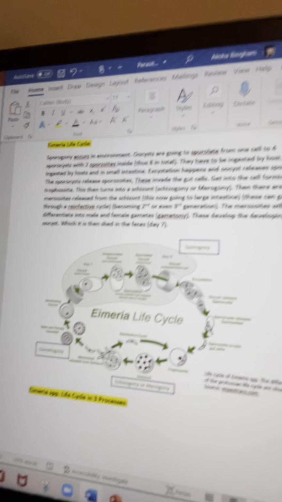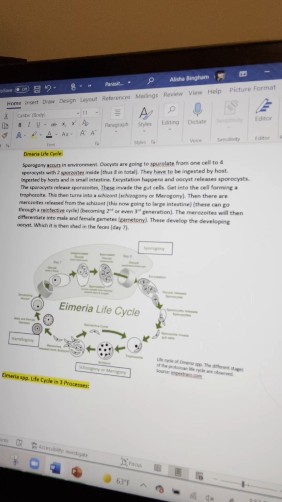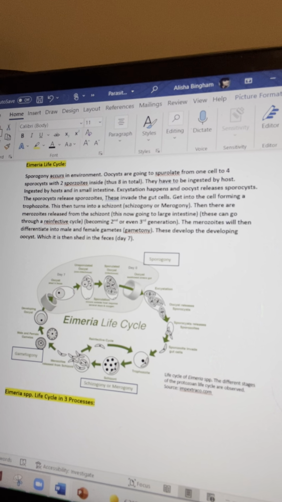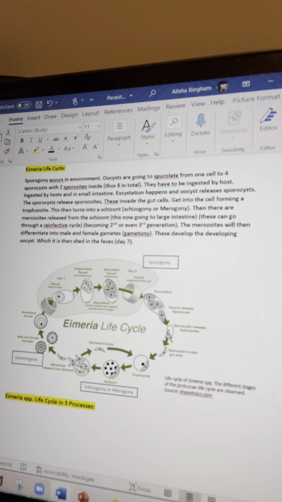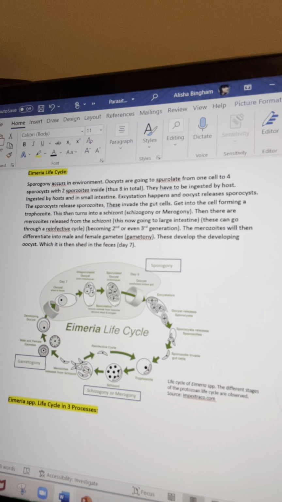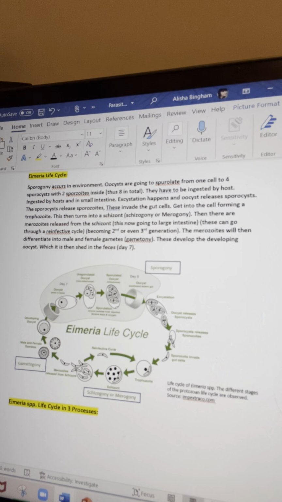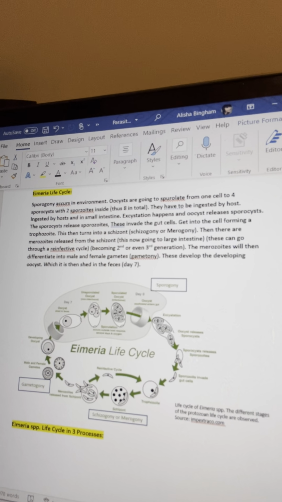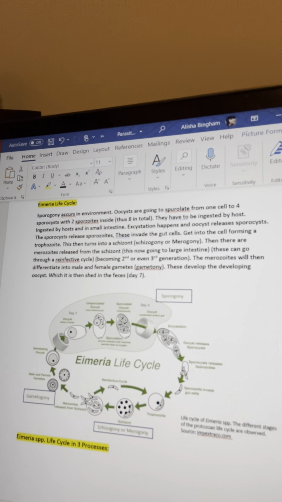So here's their life cycle. I'm going to show you and go over it with you. Sporogony occurs in the environment. Oocysts are going to sporulate from one cell to 4 sporocysts with 2 sporozoites inside, so that's 8 in total. Like I said, it doubles. They have to be ingested by the host. Once ingested, they go to the small intestine.